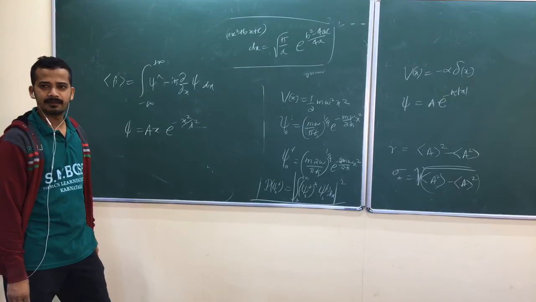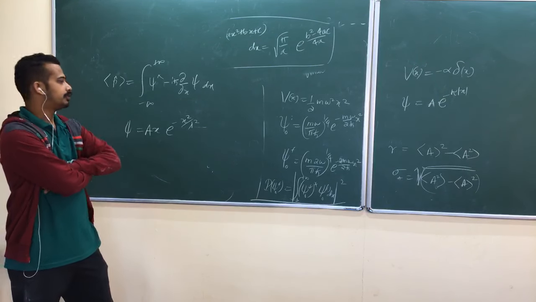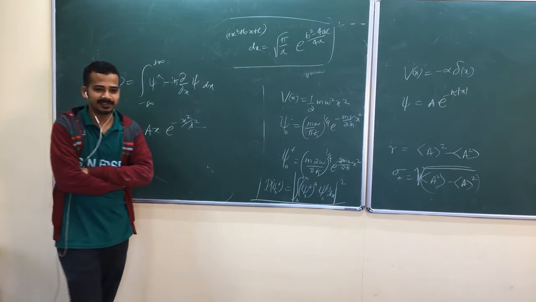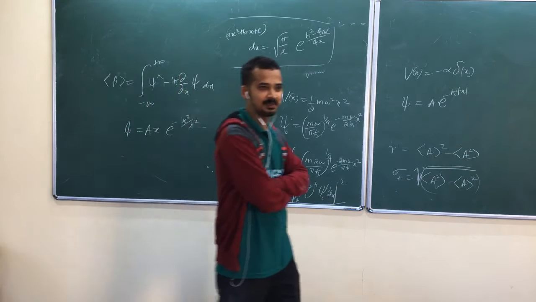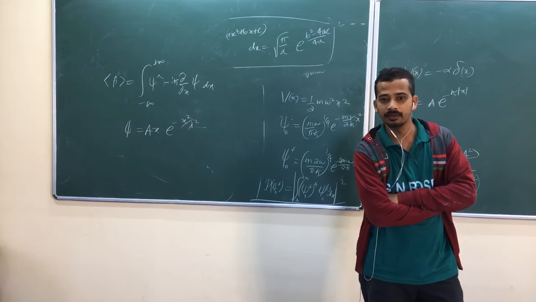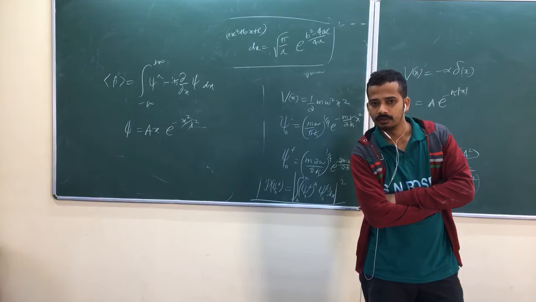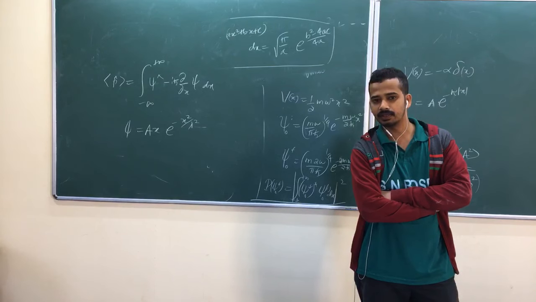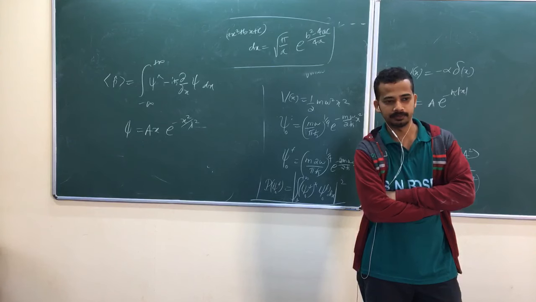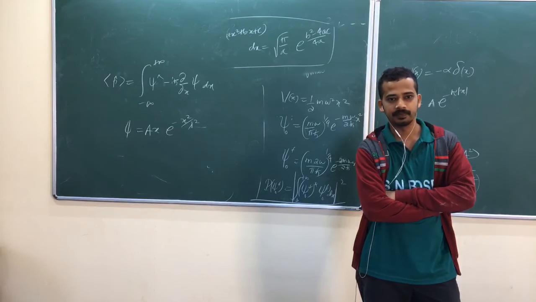Wait a second. Expectation P should be 0, am I right? You have the 0 option. Yeah, is that the answer? Why? Why 0? Expectation P. You don't have expectation x. You have to take the derivative. How do you know after taking the derivative that it would be odd? 0. 0? Yeah, why is it 0?